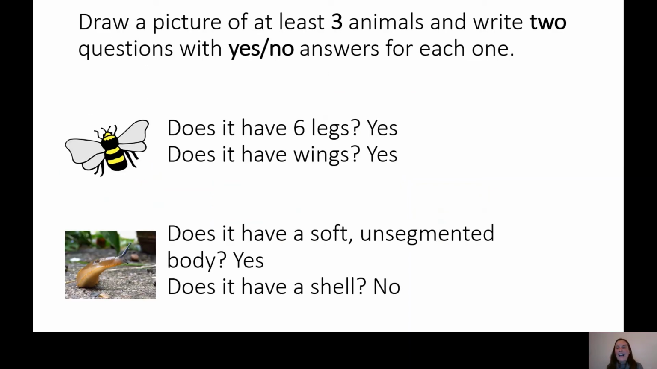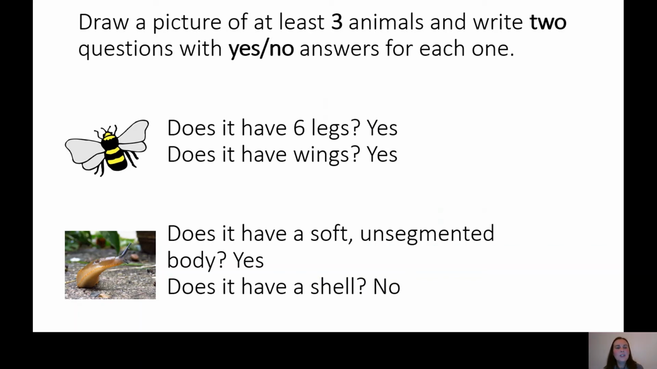So this is our activity today. I would like you to draw a picture of 3 of those animals at least. If you would like to, you can do all 6, but you need to do at least 3. And for each one, I would like you to write 2 questions with a yes, no answer for each one. So this is what I have done.